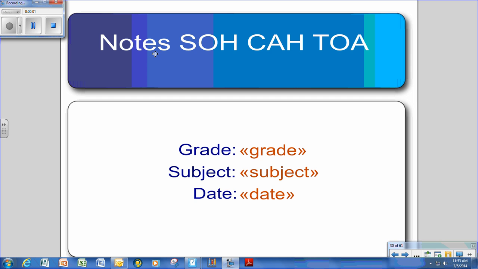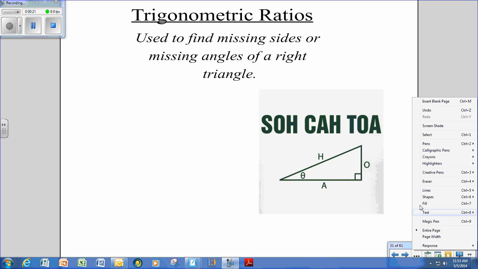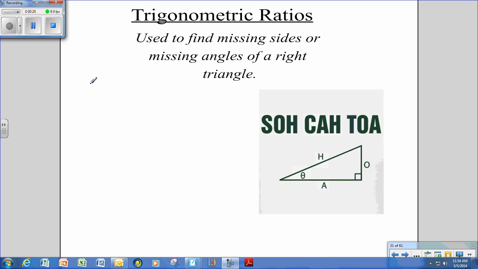Today we're going to talk about sine, cosine, and tangent, also known as SOH CAH TOA. SOH CAH TOA stands for the trigonometric ratios, and we use that to find missing sides or angles of a right triangle. In today's lesson, we're going to focus on finding the sides of a right triangle by using sine, cosine, and tangent.